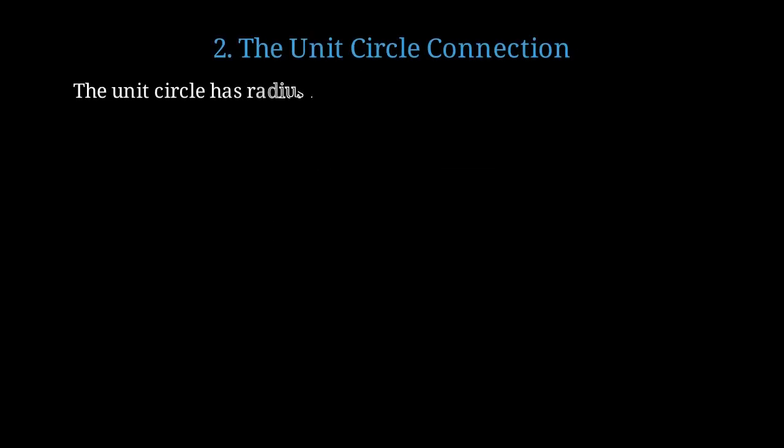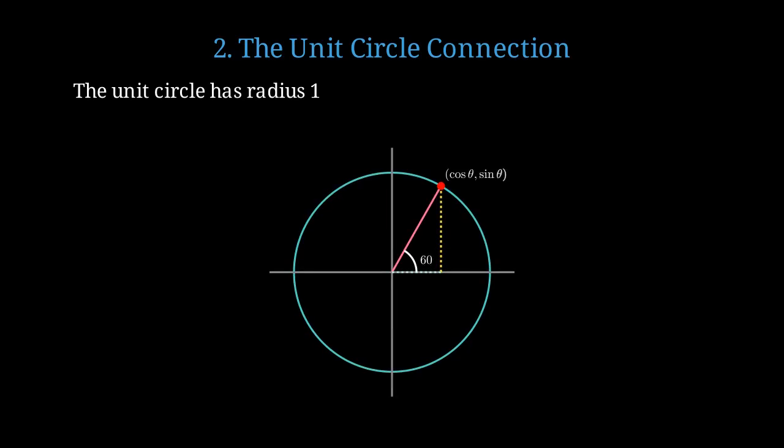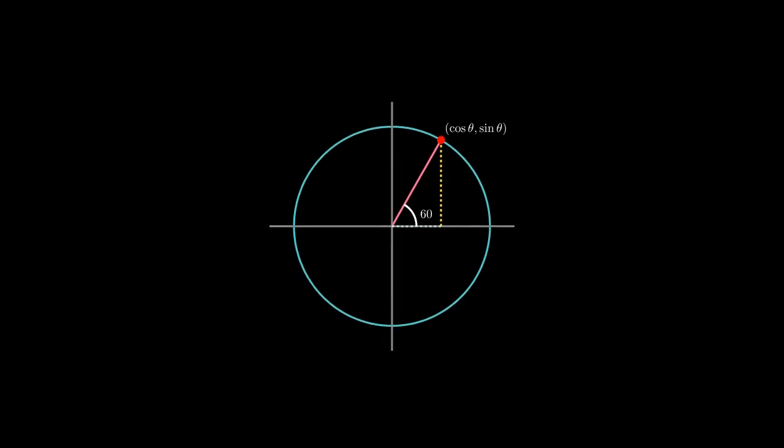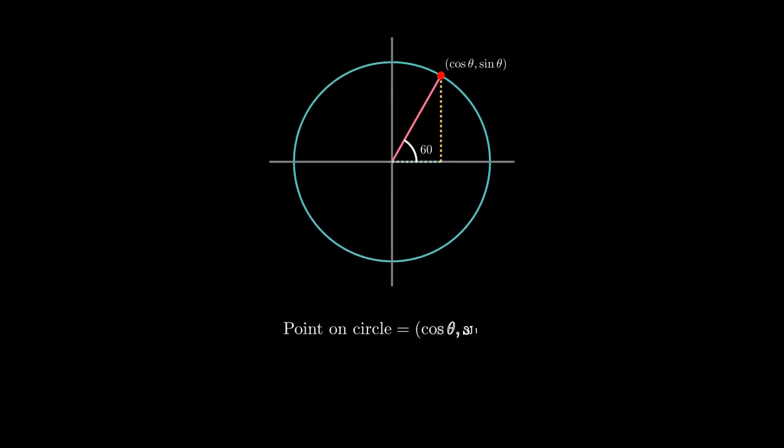The unit circle is a circle with radius equal to 1, centered at the origin. On the unit circle, any point can be expressed as cosine theta comma sine theta, where theta is the angle from the positive x-axis. The coordinates of any point on the unit circle are given by cosine theta and sine theta.